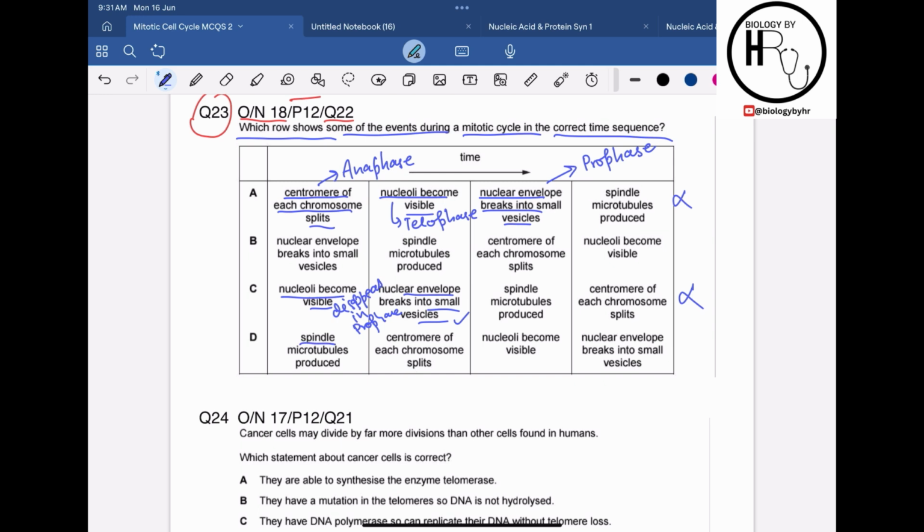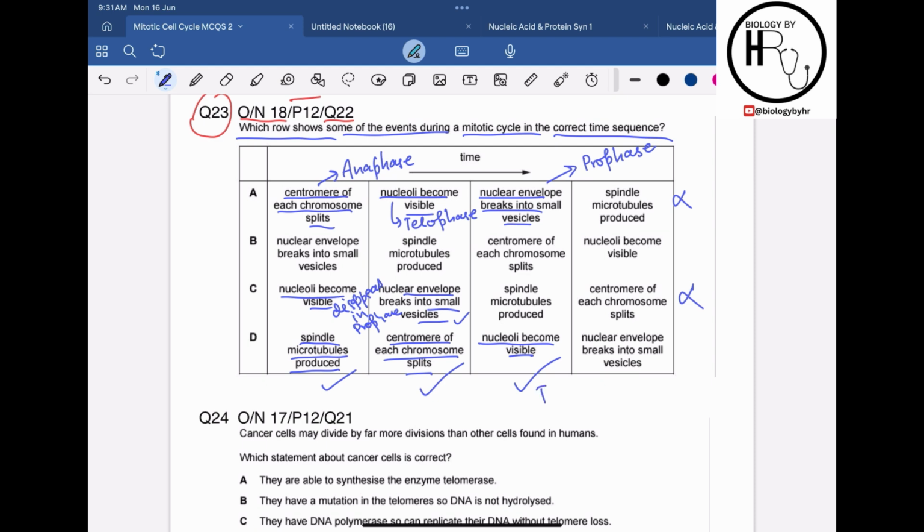Then it says that microtubules are produced. Centromere of each chromosome splits. Nucleoli becomes visible. यहाँ तक सब कुछ सही है, ठीक है, कि spindle microtubules are produced. They are going to attach to the kinetochores in the centromere of the chromosome, and the sister chromatid is going to split. Nucleoli then will become visible in the telophase.